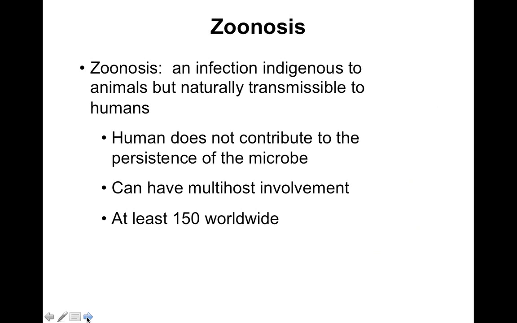Okay. So zoonosis. This is an infection that's typically found in animals, but has somehow been transmitted to humans, whether that's through mutation in the pathogen or just the fact that we've come into close contact with animals we've never seen before. But this allows for a transition of an animal pathogen into humans.